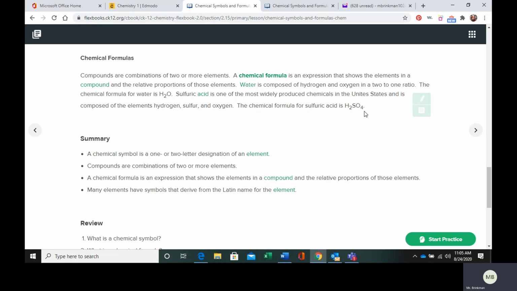Here are a couple things to know that I don't think it necessarily says in the reading. These small numbers down here indicate how many atoms of this element there are. So in sulfuric acid, we have 4 oxygen atoms, 2 hydrogen atoms, and 1 sulfur atom. These little numbers are called subscripts. They're below, kind of like a submarine, so subscript. If you do not see a subscript, that means that you only have one of that atom.